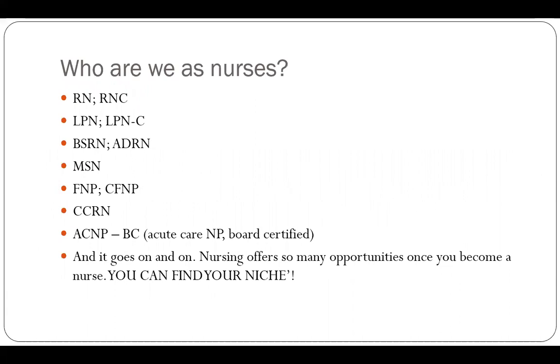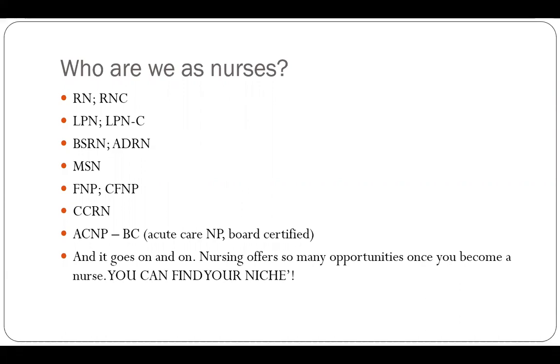Now, this is something that I wanted to talk about. You see this: RN, RNC, LPN, LPNC, BSRN, ADRN. These are some of the titles that you will get as a nurse. So RN, or RN certified, LPN, LPN certified. BSRN means you got your bachelor's degree in nursing. ADRN means you have an associate degree in nursing. MSN means you have your master's.